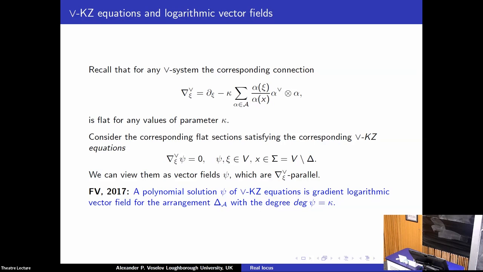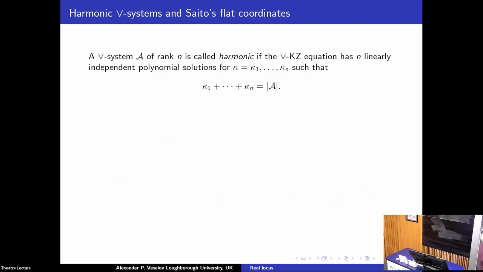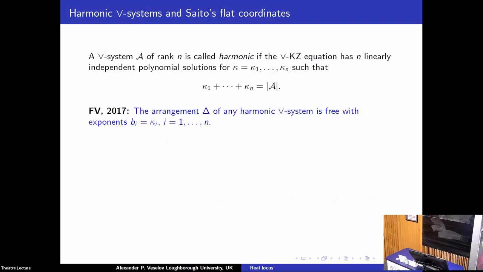It means that it's the gradient of some polynomial, right? With degree equal exactly kappa. So kappa is actually the degree of the corresponding vector field, or is it kappa minus one? No, maybe it's just kappa. Right. Anyway, and then we have this definition of harmonic. If you have k kappa n parameters such that with this property, then the arrangement is harmonic. Any harmonic system is free with exponents b_i equal to kappa_i, right?